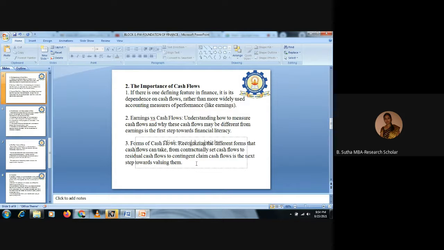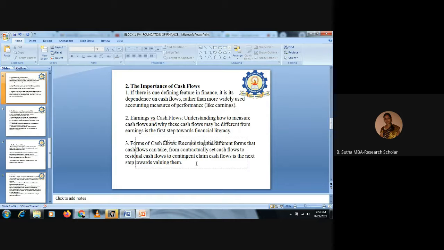The second big idea is the flow of cash, and cash flows can take one of three forms. They can be contractually set, where at the time you enter an agreement you know what you will get, like a corporate bond or a bank loan. Or they can be residual cash flows.